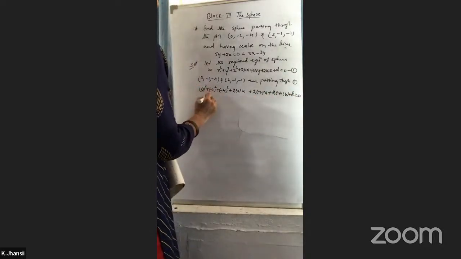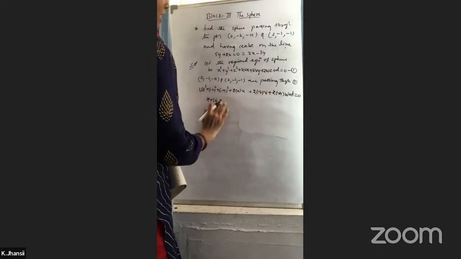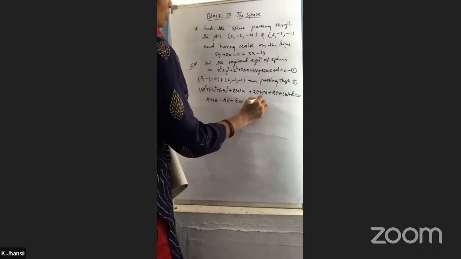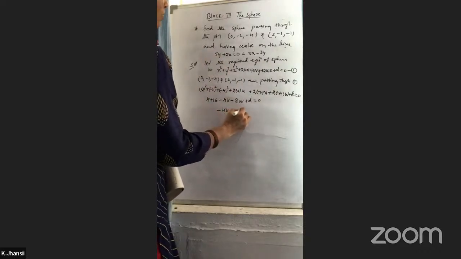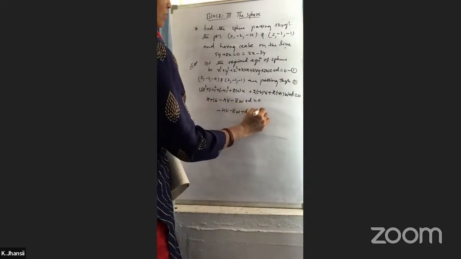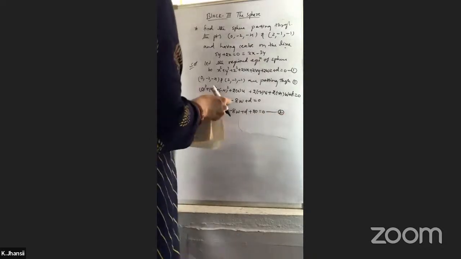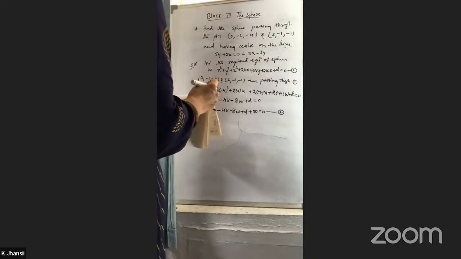So (-2) whole square means 4, and (-4) whole square is 16. The u term is 0, so it is minus 4v, and this is minus 8w plus d equals 0. 16 plus 4 means it is 20. So -4v - 8w + d + 20 = 0. This is the second equation. Okay, minus 4u.